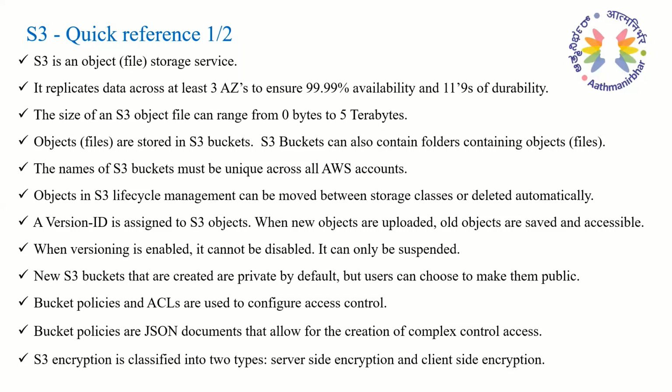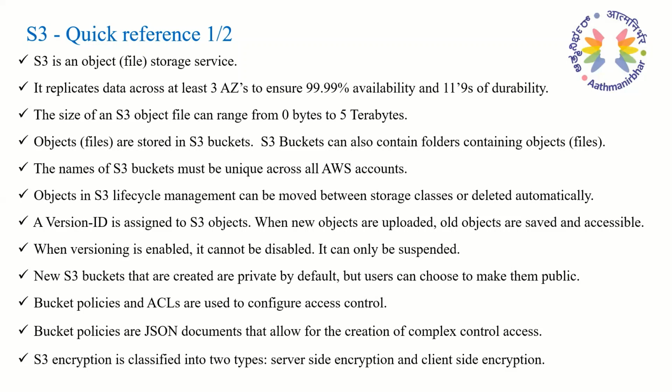New S3 buckets that are created are private by default. This we have noticed, correct? Users can choose to make them public, but by default, S3 buckets are private only. Bucket policies and ACLs, that is access control lists, are used to configure the access control of that particular object. Bucket policies are JSON documents that allow for the creation of complex access control. The policies, whatever we select or create, will be written as a JSON document in the backend.